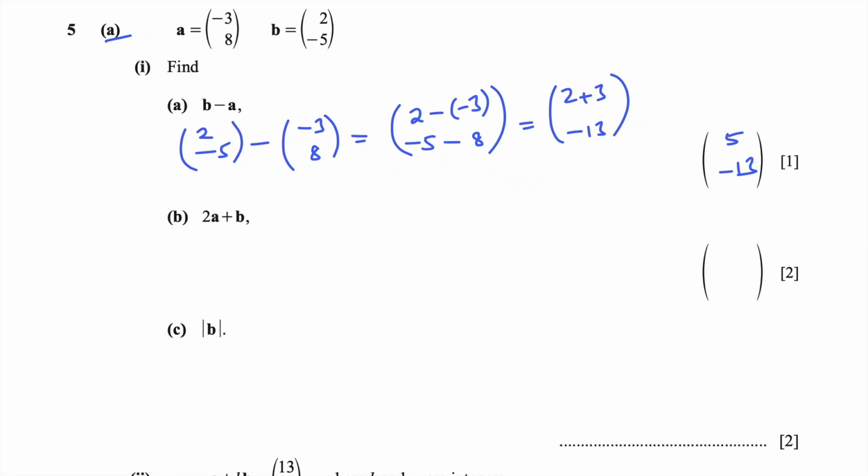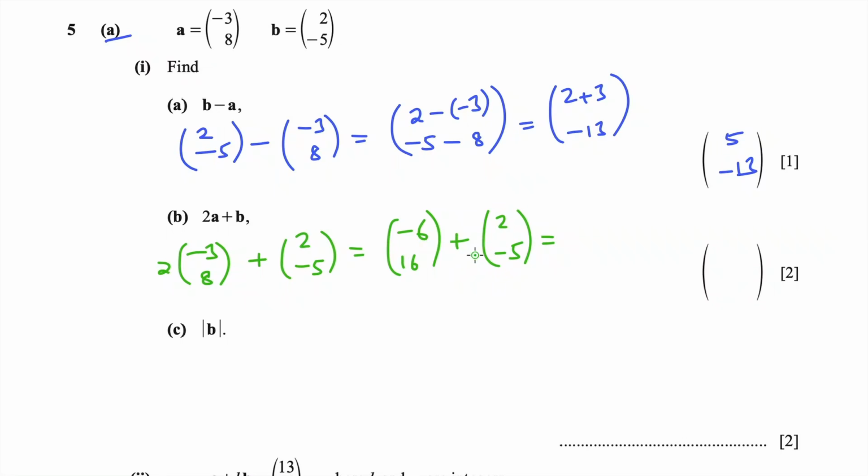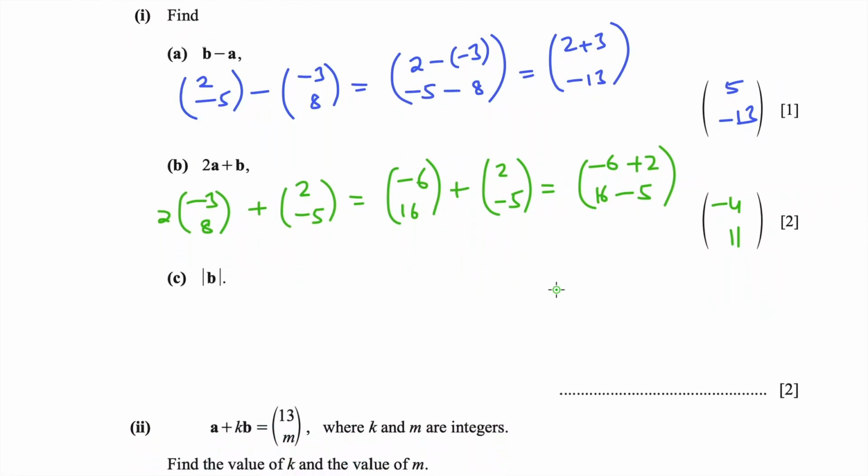Now, second case, 2A plus B. So 2 into A, which is (-3, 8), plus B, which is (2, -5). 2 into minus 3 is minus 6, 2 into 8 is 16, plus 2 into minus 5. And this is straightforward addition. So minus 6 plus 2 and 16 minus 5. Minus 6 plus 2 is minus 4. 16 minus 5 is 11. So the answer is (-4, 11).